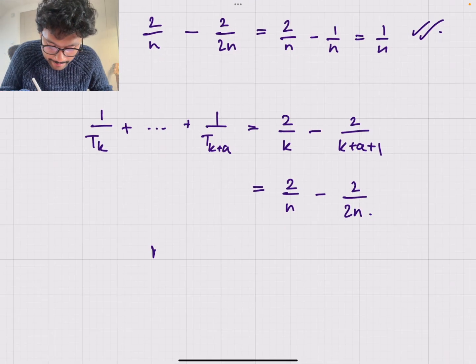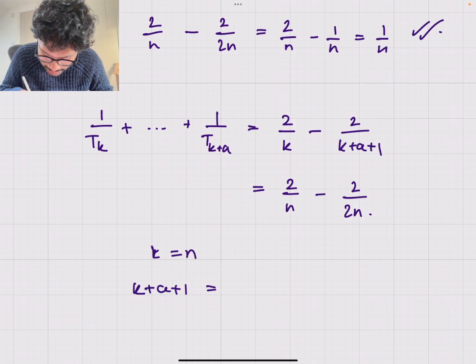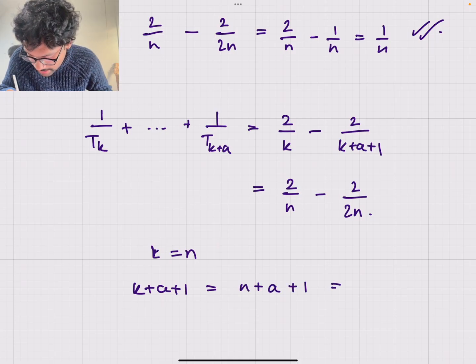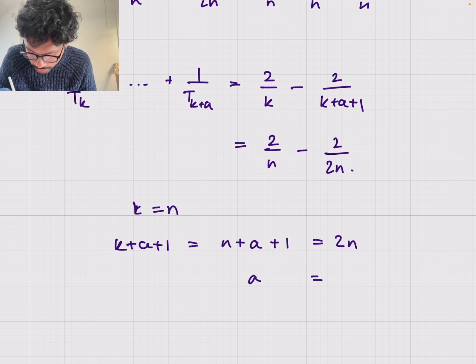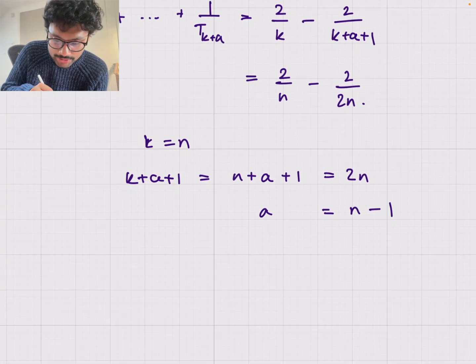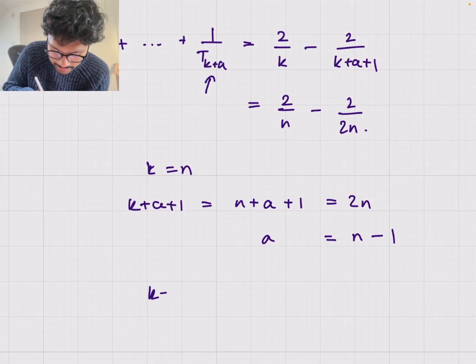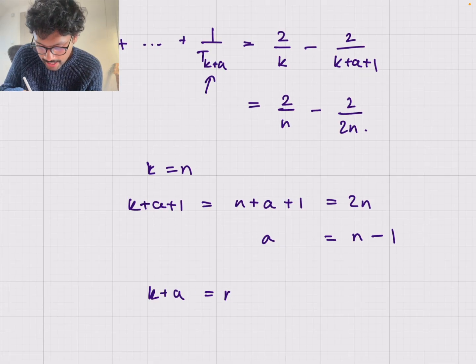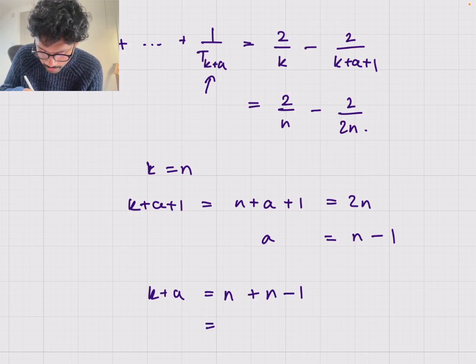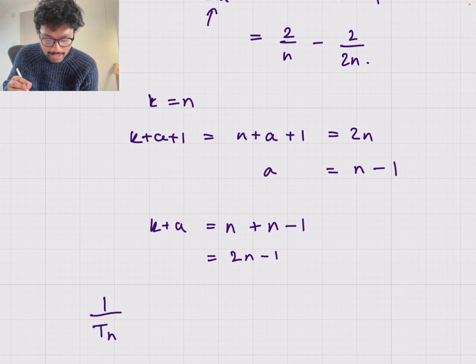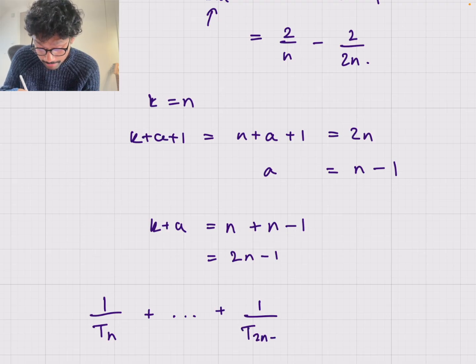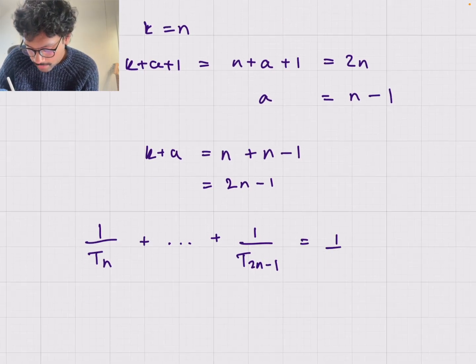Well, clearly, k equals n, in which case k plus a plus 1 is equal to n plus a plus 1 is equal to 2n. Now, just saying that a is equal to n minus 1 allows us to see that the number that we sum to, which is k plus a, must be equal to, and k is n, so n plus n minus 1, which is 2n minus 1. So the sum from the nth triangular number all the way up to the 2n minus 1th triangular number gives us 1 over n.